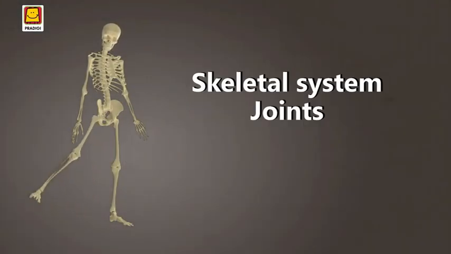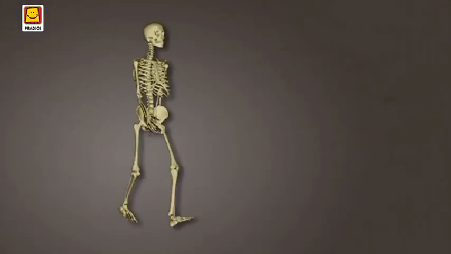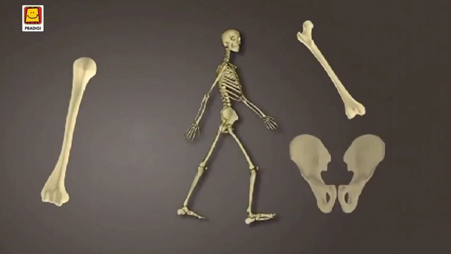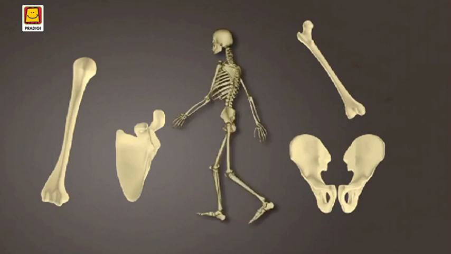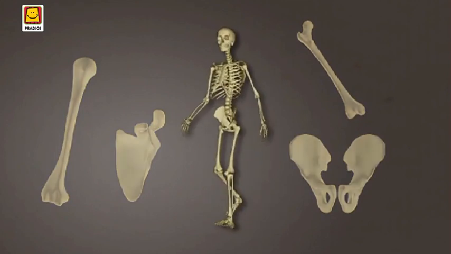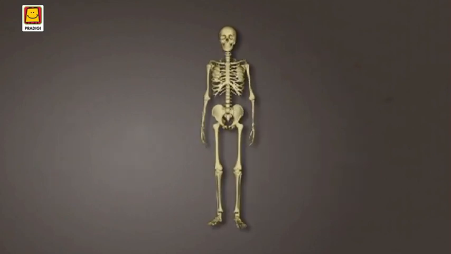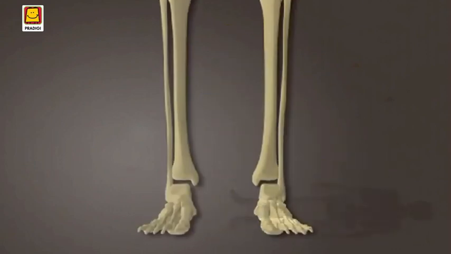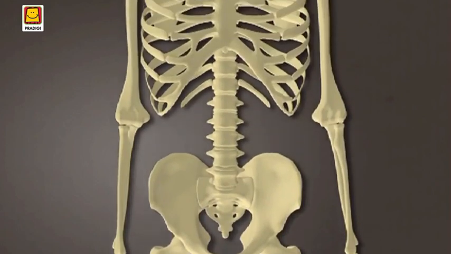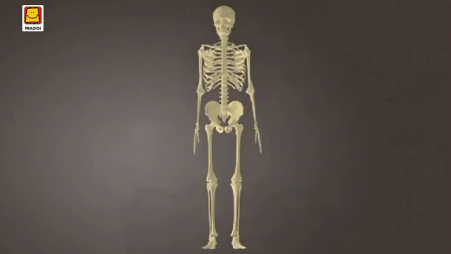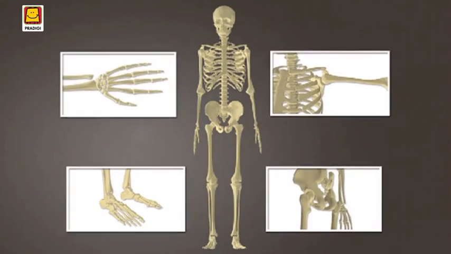Skeletal system. Joints. The bones in our skeletal system are very hard, which gives strength to the body. But if the skeleton was made of a single bone, then it would have been impossible to move. Nature has solved this problem by dividing our skeleton into many bones. And wherever two or more bones meet, a joint is formed. Let us see some important joints in our body.